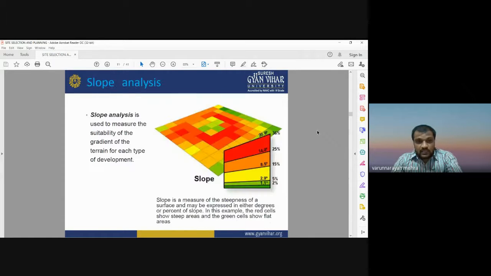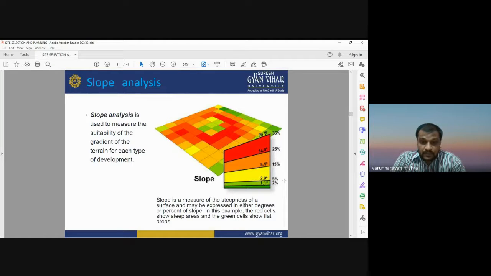So moving to the next slide, slope analysis is very important. It is used to measure the suitability of the gradient of the terrain for each type of development. Okay, so the slope should be in a minimal range. It's a measure of the steepness of the surface. If the surface is highly steep, there may be the possibility of landslide and flooding. Okay, and it may be expressed in either degree or percentage of the slope.